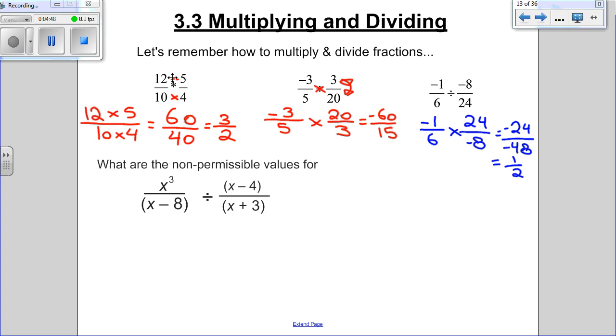Something that makes you divide by 0, right? So if we were looking at this question yesterday, we would have said that the NPVs were x cannot equal 8, because 8 would have made this fraction divided by 0. And we also just said that x cannot equal -3. Negative 3 would have made that fraction divided by 0.